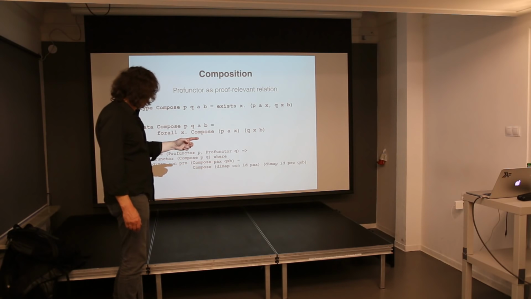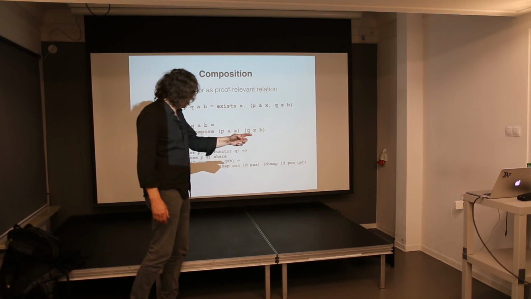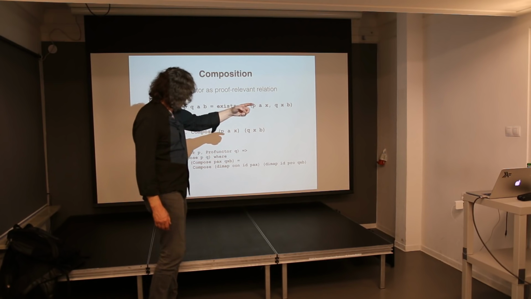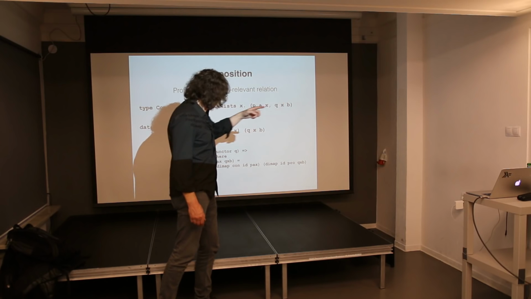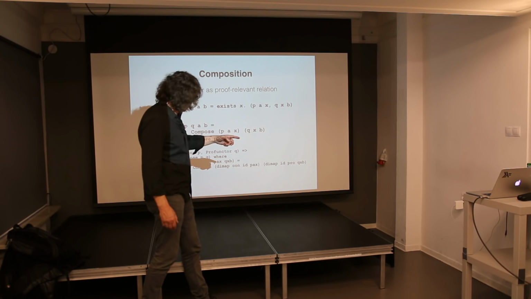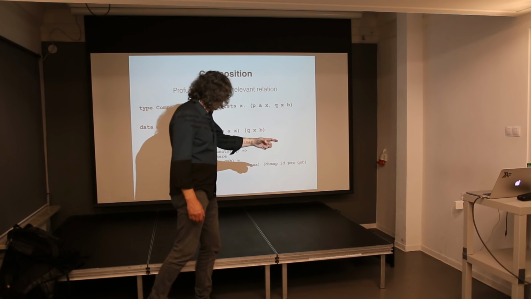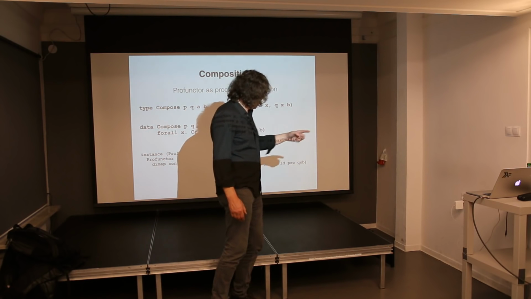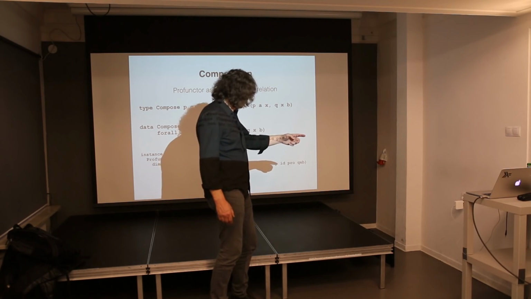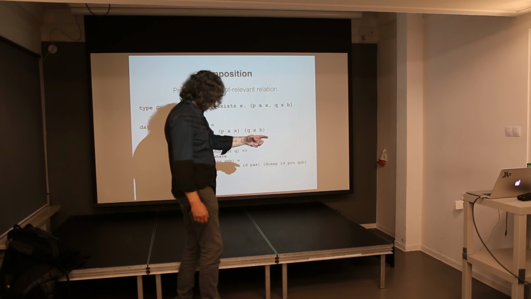So dimap takes these two functions, con and pro, just like before, and takes a Compose P A X, Q X B. So it takes a pair of these elements, P A X and Q X B. Their type is this, but this is the name that I gave them, okay? And then you can construct a new one by using dimap on P A X and using dimap on Q X B, right? Because you want to pre-compose one of them. You want to pre-compose P A B. So you use con, but you don't touch X at all. So the second function here is ID.